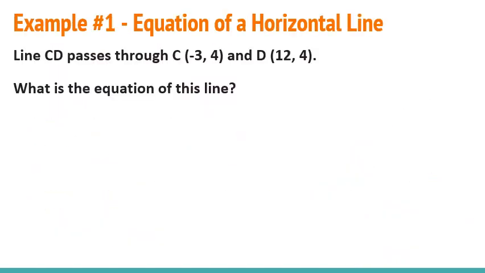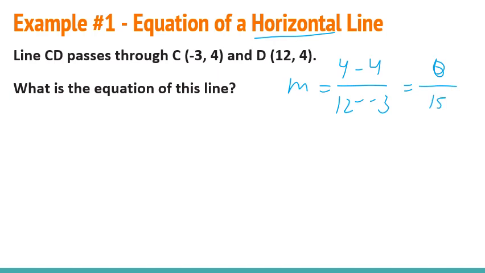All right, let's take a look at our first example for today. So let's figure out how to write the equation of a horizontal line. What you'll notice is a similar setup as we saw last week. Line CD passes through these 2 points. What's the equation? Okay, since we don't know the slope, let's go ahead and figure that out first. So y2 minus y1 over x2 minus x1. What you're going to notice here is that our slope is 0.